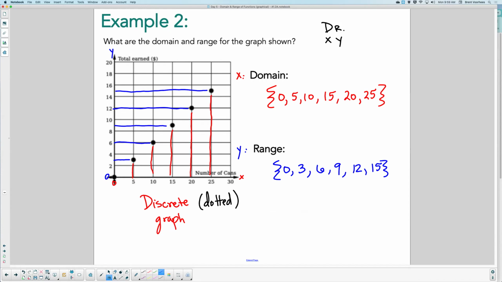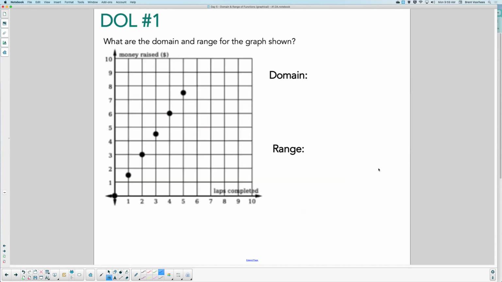Now, both of these were discrete. So since I've done 2 discrete, and you seem to be catching on pretty quick, how about this? I'm going to give you a DOL. You try this domain and range for this graph here. Is this discrete or continuous? Discrete. See if you can repeat exactly what I've done. Pause the video if you're watching it and you need more time to complete it.